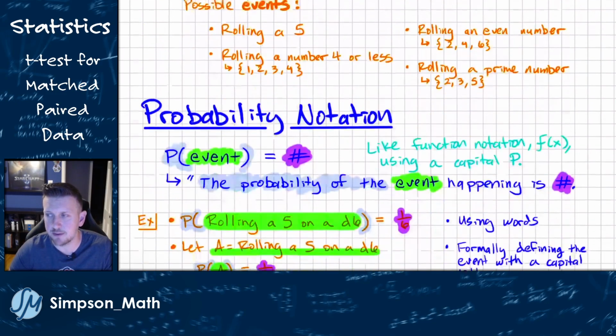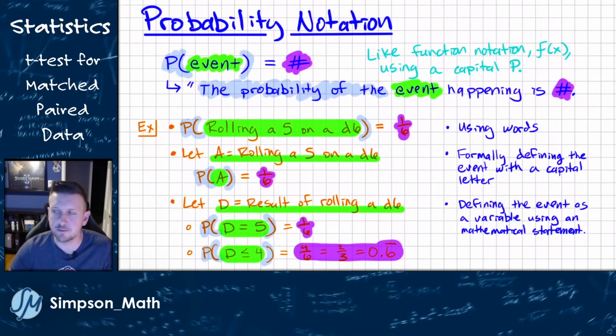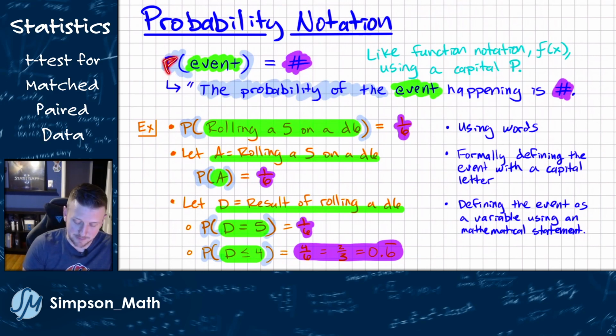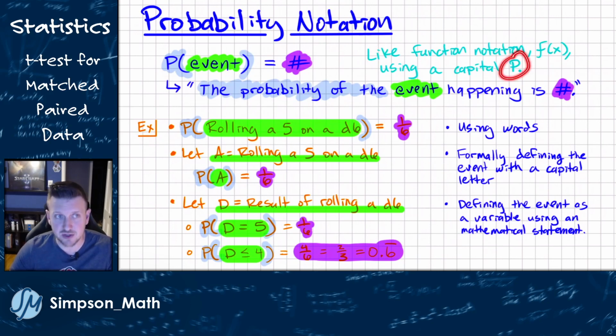So let's talk about that probability notation. The probability notation that we're using throughout this course is P of, so this knows that it's the probability of. See how I read this, probability of. This behaves just like our function notation, like f of x, but instead of a lowercase f or whatever we're using to name the function, we're using a capital P to represent the probability of.